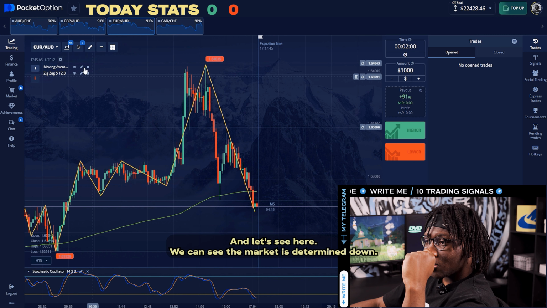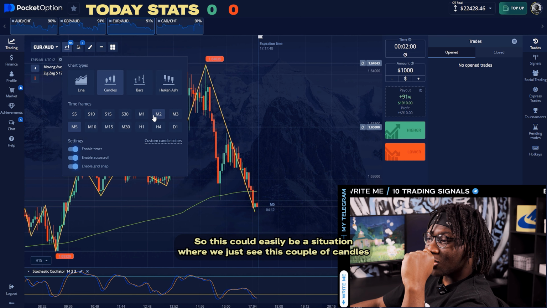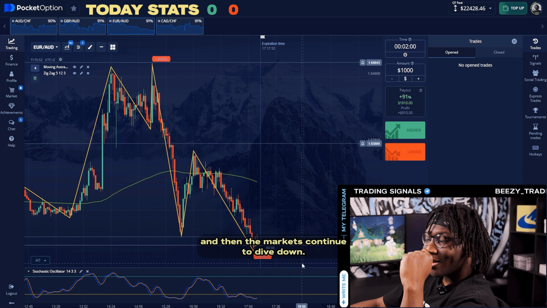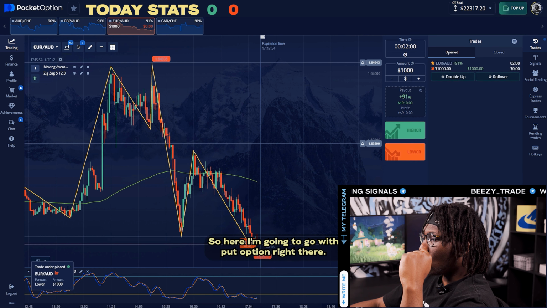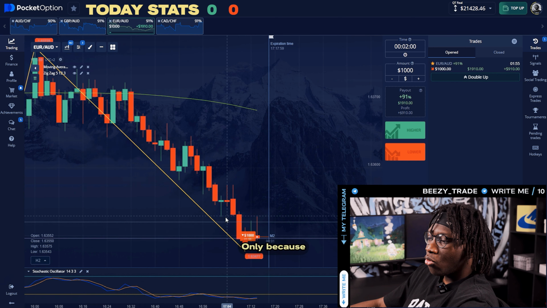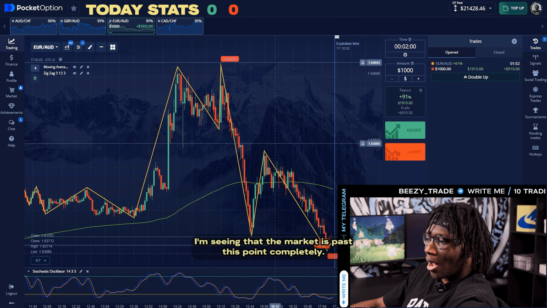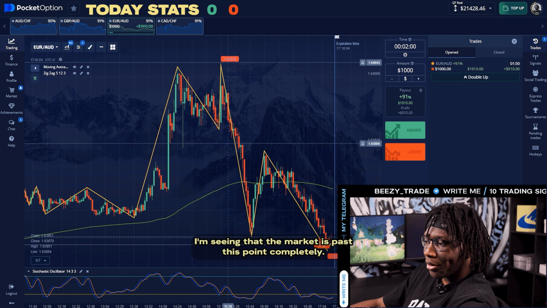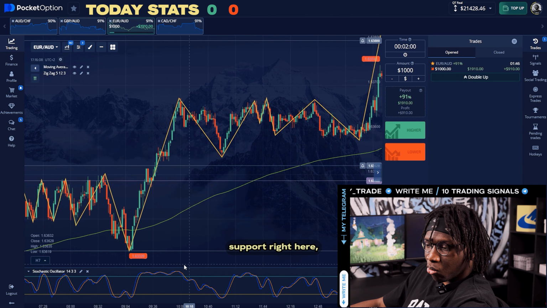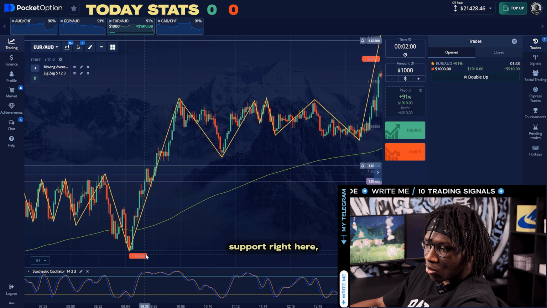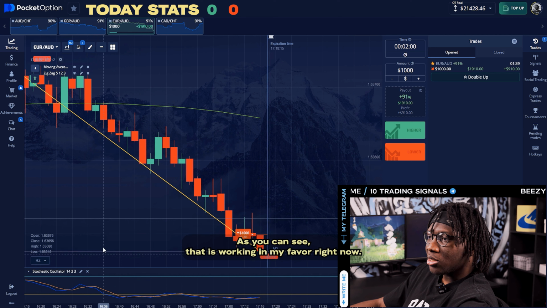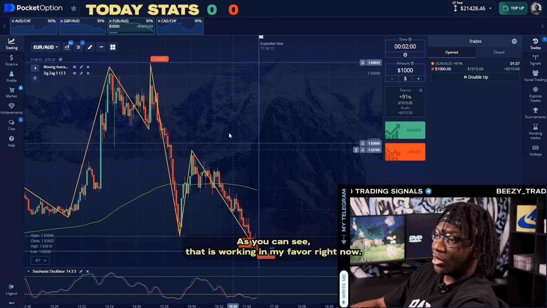Here we can see the market is diving downwards. So this could easily be a situation where we just see this couple of candles and then the markets continue to dive down. So here I'm gonna go with a put option right there, only because I'm seeing that the market is past this point completely, and if I'm expecting the market to touch support right here, which is 163.29, I'm gonna expect the market to go all the way down. As you can see, that is working in my favor right now.